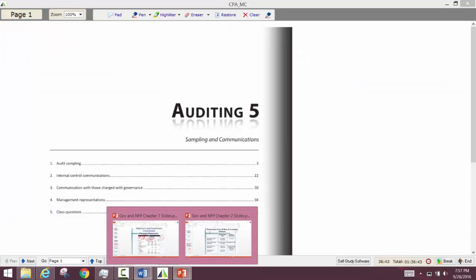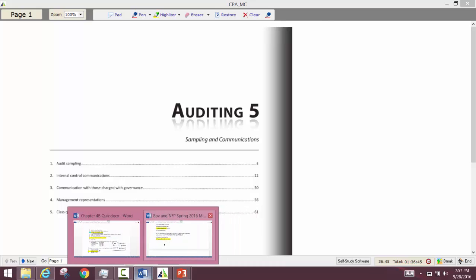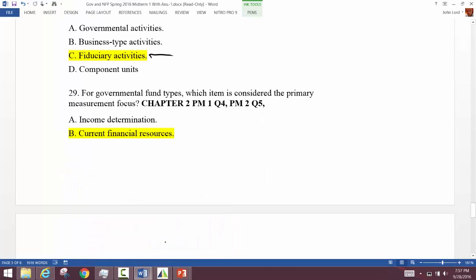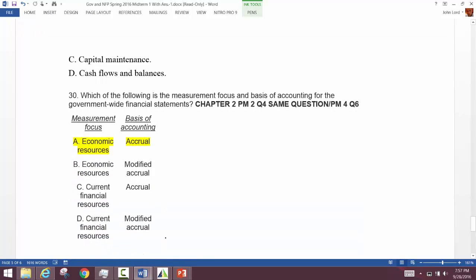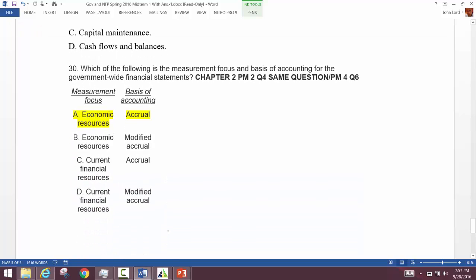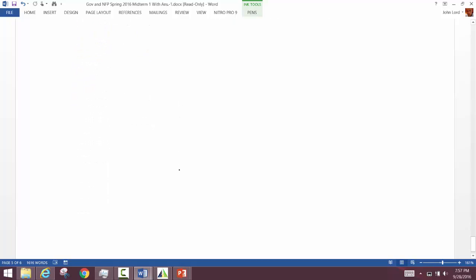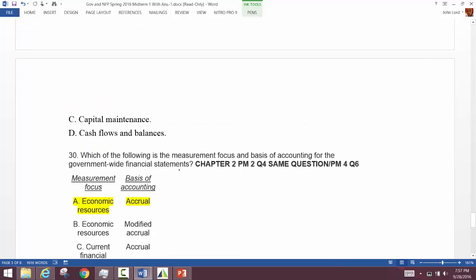Which one are we on now? The Word file here? This one? Okay, number 30. That's that same slide, right? So that's going to be the government-wide economic resources accrual accounting, right? That's an easy test. You go through those two things that we talked about, that's an easy test.